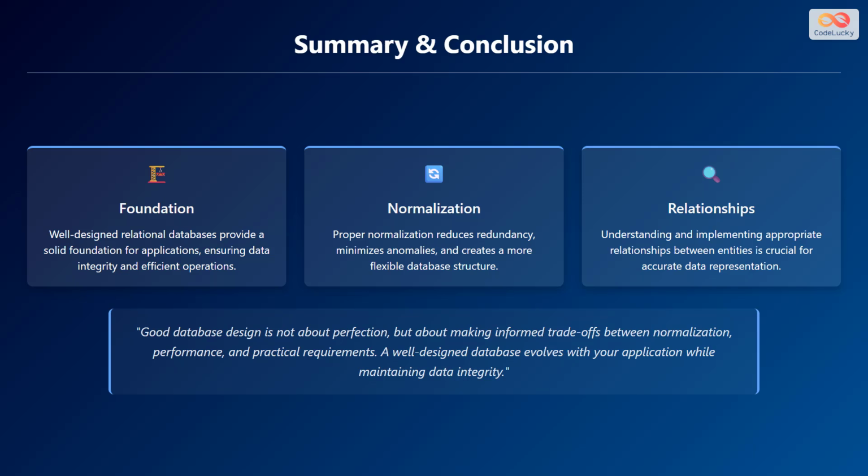In summary, a well-designed relational database provides a solid foundation for applications, ensuring data integrity and efficient operations. Proper normalization reduces redundancy, minimizes anomalies, and creates a more flexible database structure. Understanding and implementing appropriate relationships between entities is crucial for accurate data representation. Good database design is not about perfection, but about making informed trade-offs between normalization, performance, and practical requirements. A well-designed database evolves with your application while maintaining data integrity.